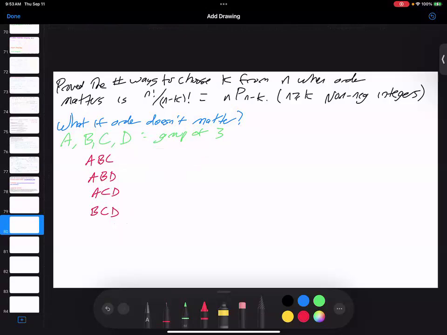So I'm trying to list them by listing them with the lowest named person first, followed by the second lowest, followed by the third lowest. So when I do it like this, this is called a canonical way to go about this. This is a way that's hopefully going to guarantee I'm not going to forget anybody. So do we agree that these are the only possibilities?